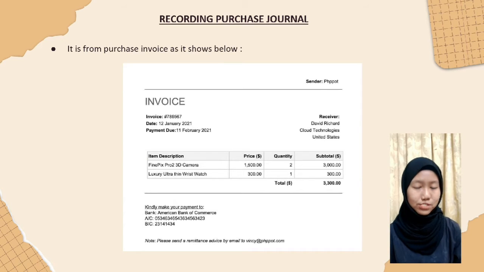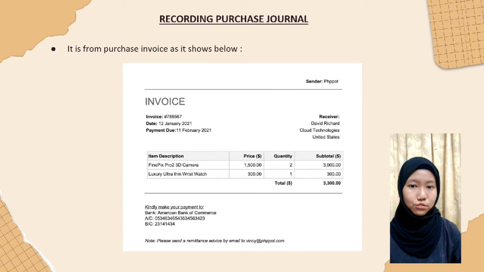Next, to record a purchase journal, you need to have the source document of the purchase journal, which is the purchase invoice. In the purchase invoice, there is information such as invoice number and date on the left side, and account credited, which is the receiver of the purchase invoice itself, and the total amount of purchase on the right side, which will be used in transactions from purchase invoice to purchase journal.